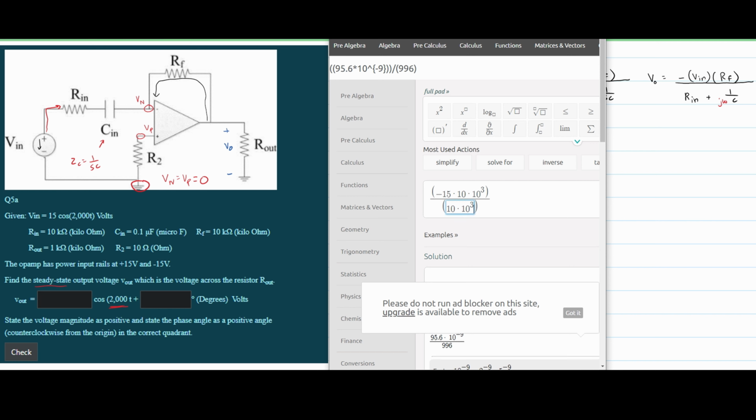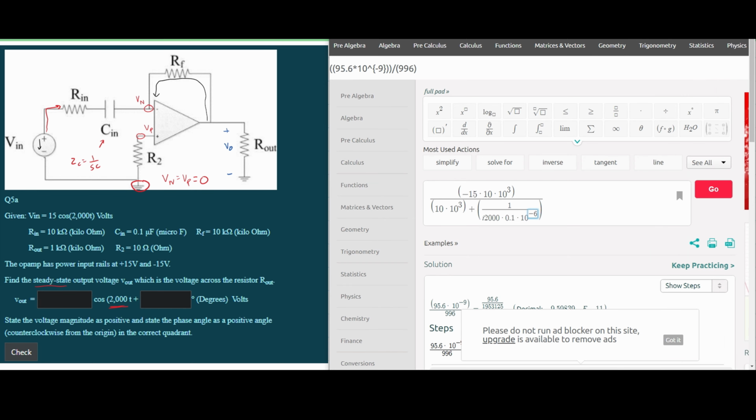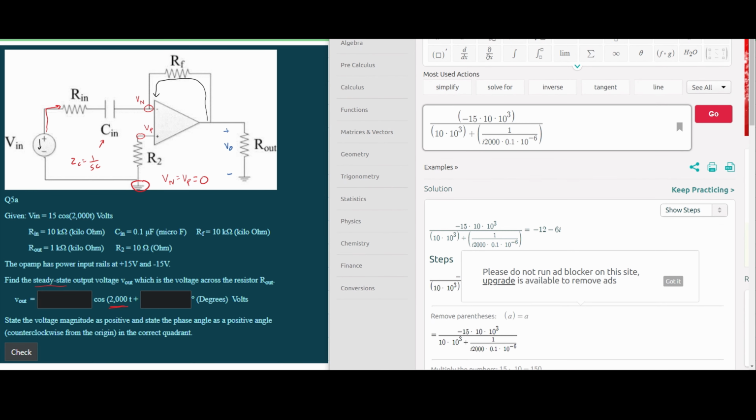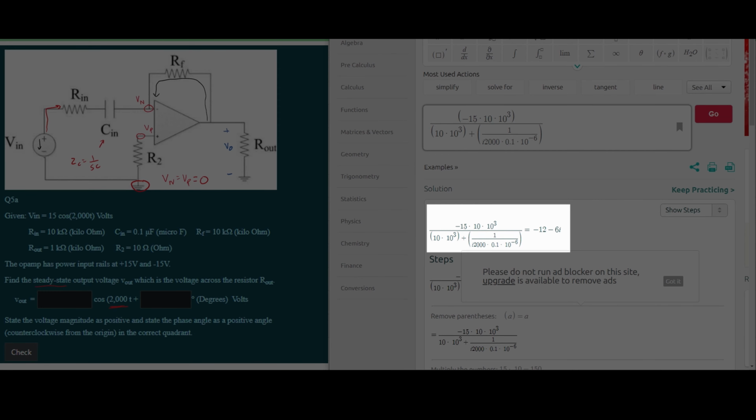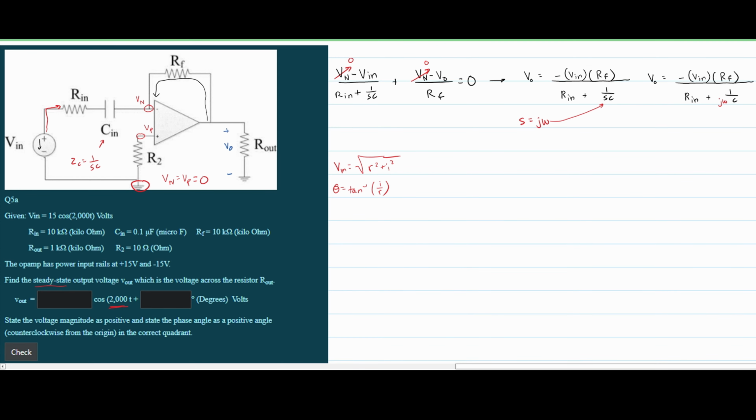And then we are going to have plus 1 divided by the J, which we can represent as i here, times our omega, which is 2000, and then our capacitance, which is 0.1 times 10 raised to the -6, because that's what microfarads is. Then we can press go, and we can see that we have our answer here. So we have -12 minus 6i, with the i just being the j for imaginary number.